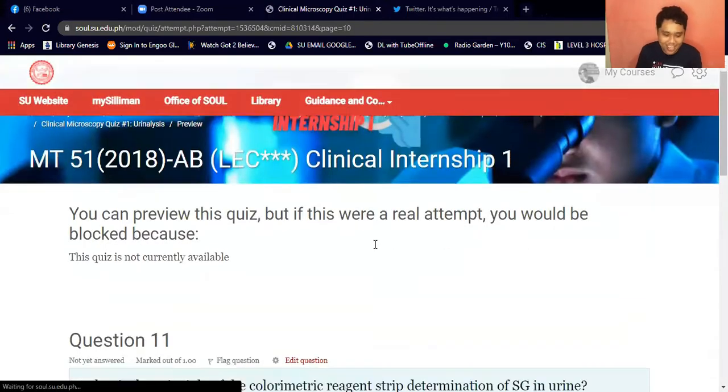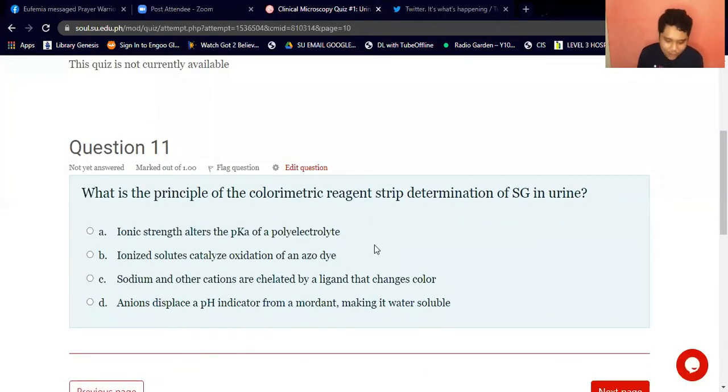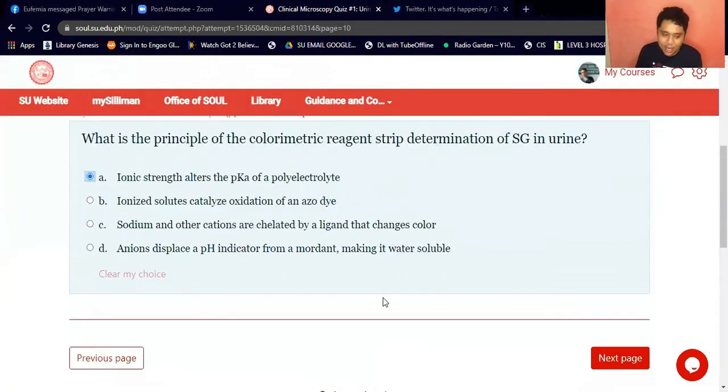Question 11. What is the principle of the colorimetric reagent strip for the determination of SG? In this principle for SG on the reagent strip, you have a pKa change. So which answer has the pKa change? Letter A. Ionic strength alters the pKa of a polyelectrolyte. Meaning, if there are many ions, more H+ are released, lowering the pKa, so your environment becomes acidic. So basically, a pKa change of a polyelectrolyte. Alright, okay.